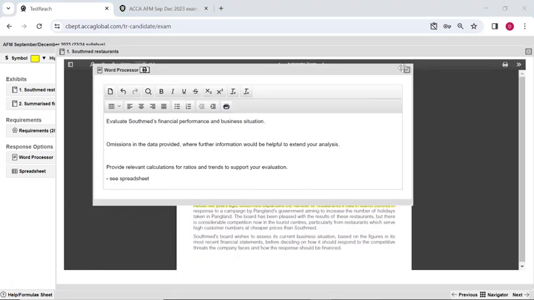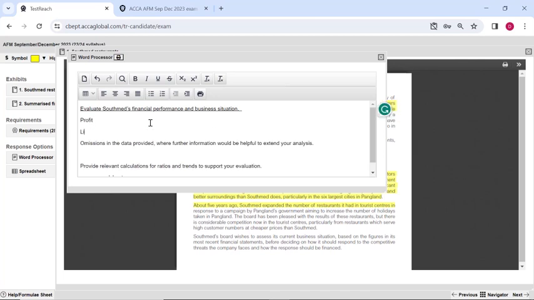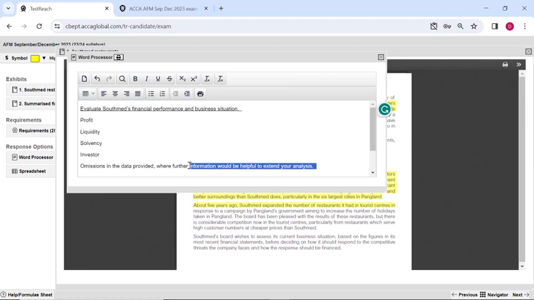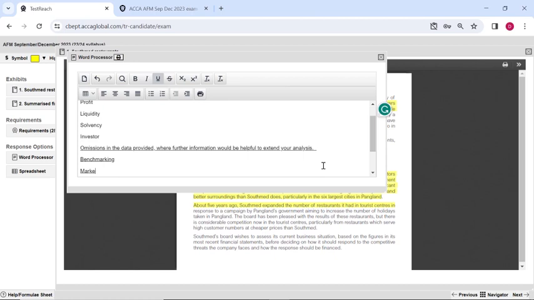And once I've completed my ratios, which are worth half of the marks, I'm ready to actually do an evaluation. So going back to my word processor, the evaluation itself is going to require some paragraphs on profit, liquidity, solvency, investor ratio. So I'm going to have a paragraph under each. I'm then going to make sure I talk about omissions in the data provided. It's a simple area. We've already mentioned benchmarking against your key rivals and the use of market share data, and I would explain why that information is important.